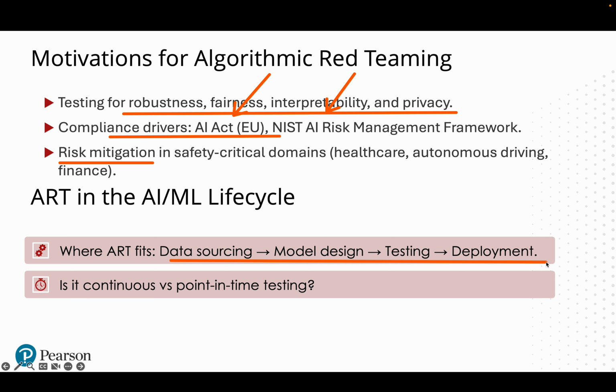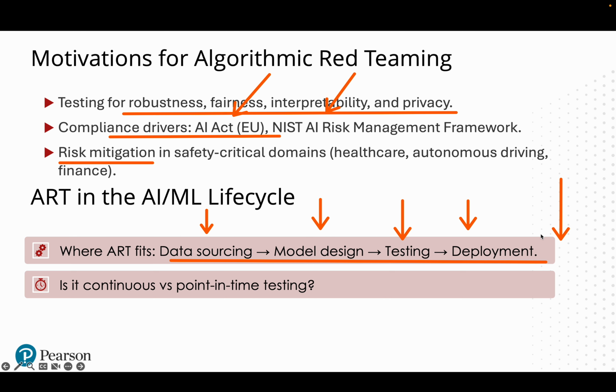Most software developers would say the testing happens over here, after deployment. The problem with AI algorithms is that once it's been built and deployed, it's very difficult to go back and change the actual training. It's going to be easier to build a new model, or it's going to be very time demanding. So it's not at that stage. Algorithmic red teaming happens in the data sourcing, in the model design, in the testing, and in the deployment. So it's throughout the whole life cycle.